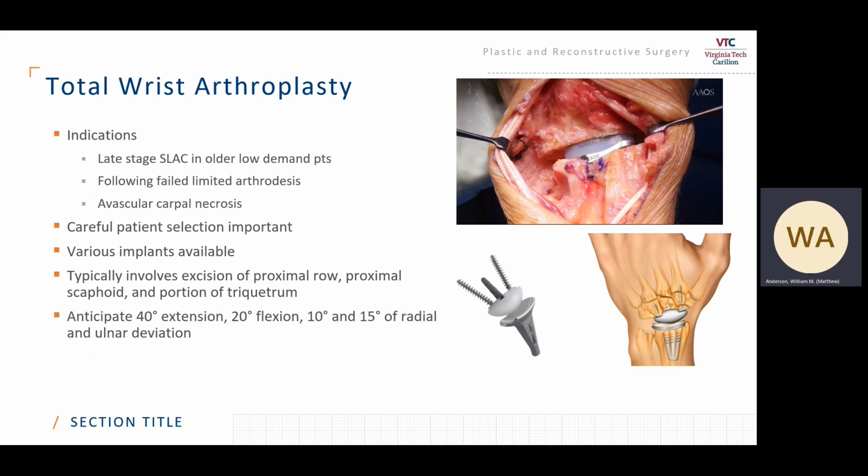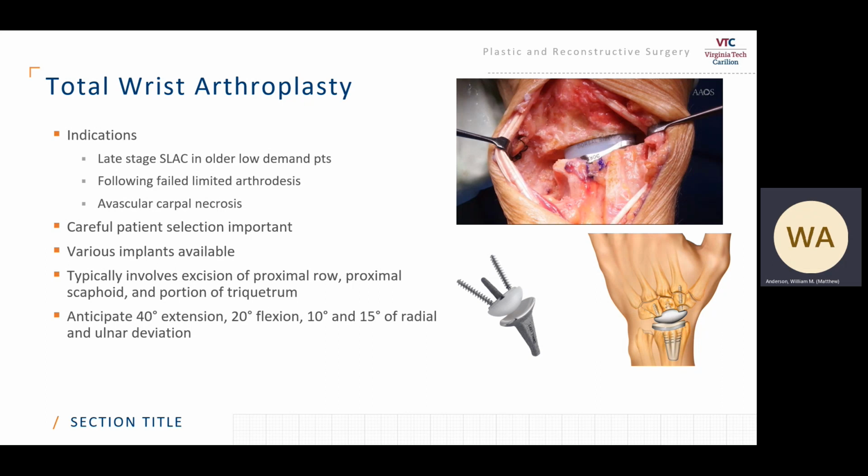Total wrist arthroplasty. Indications for total wrist replacement are late stage SLAC, specifically in elderly low demand patients. It's also useful in certain instances of failed limited arthrodesis, and also has some benefit in avascular carpal necrosis. As I said earlier, careful patient selection is very important in patients considering total wrist arthroplasty.